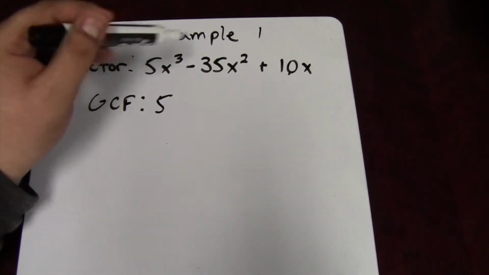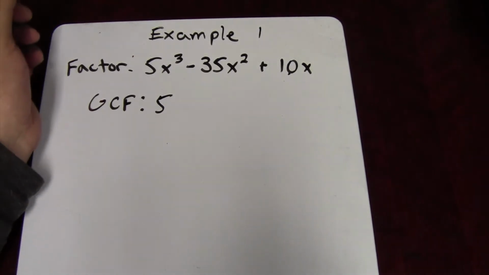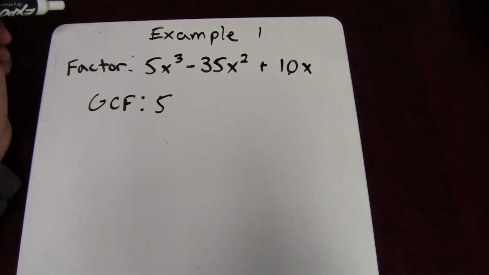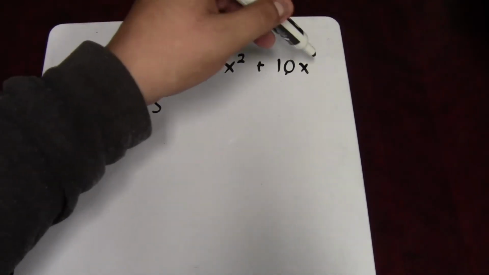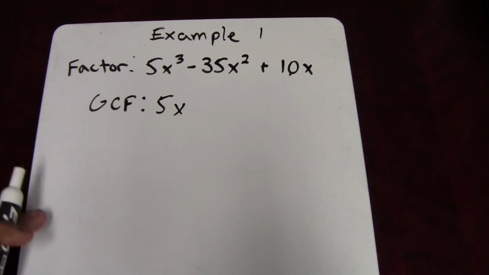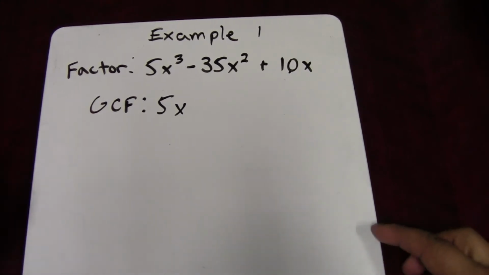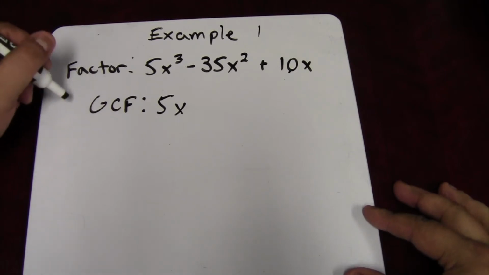Now, they all have an x as well. So they have an x cubed, an x squared, and an x. The smallest power that we see on the x is this one, which is x to the 1. So our GCF here is simply 5x. That's step 1.